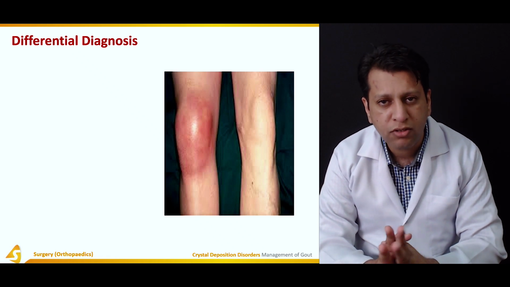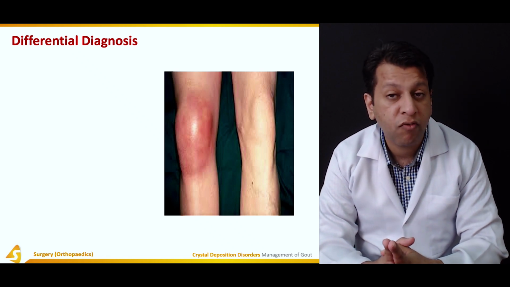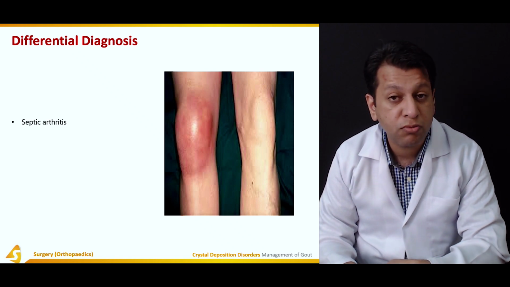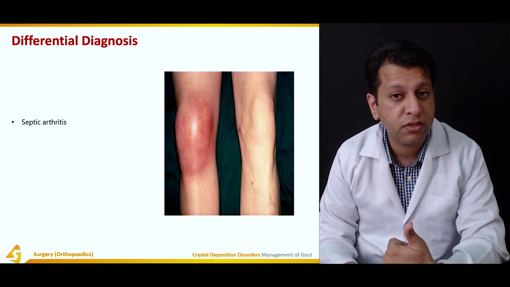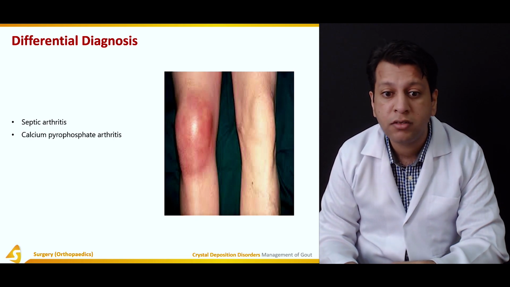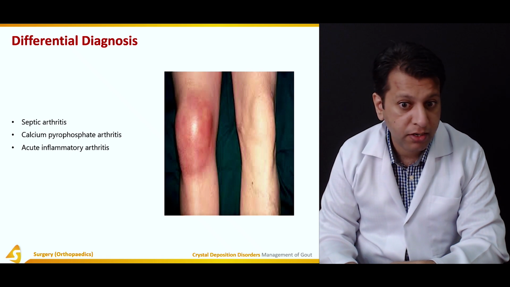So what else should we be thinking of when we are dealing with acute gout? It includes septic arthritis, which would be the top priority, or the first thing in our mind. Then calcium pyrophosphate arthritis, and acute inflammatory arthritis.